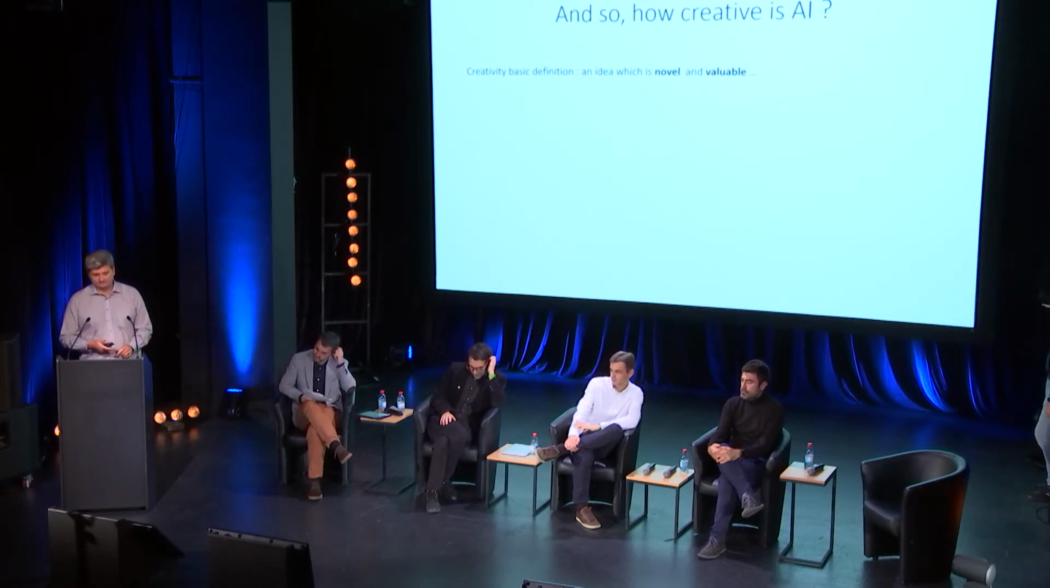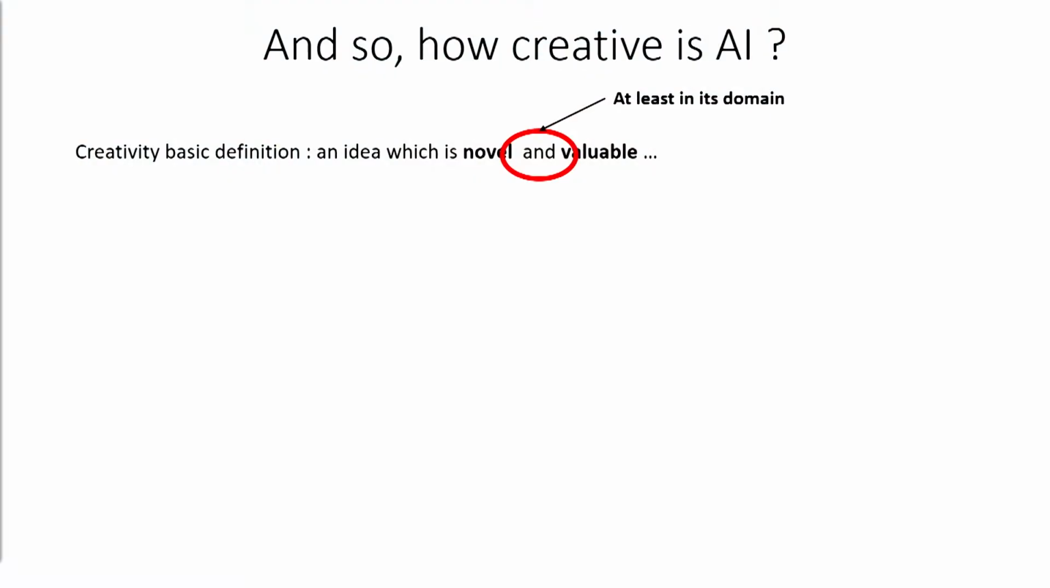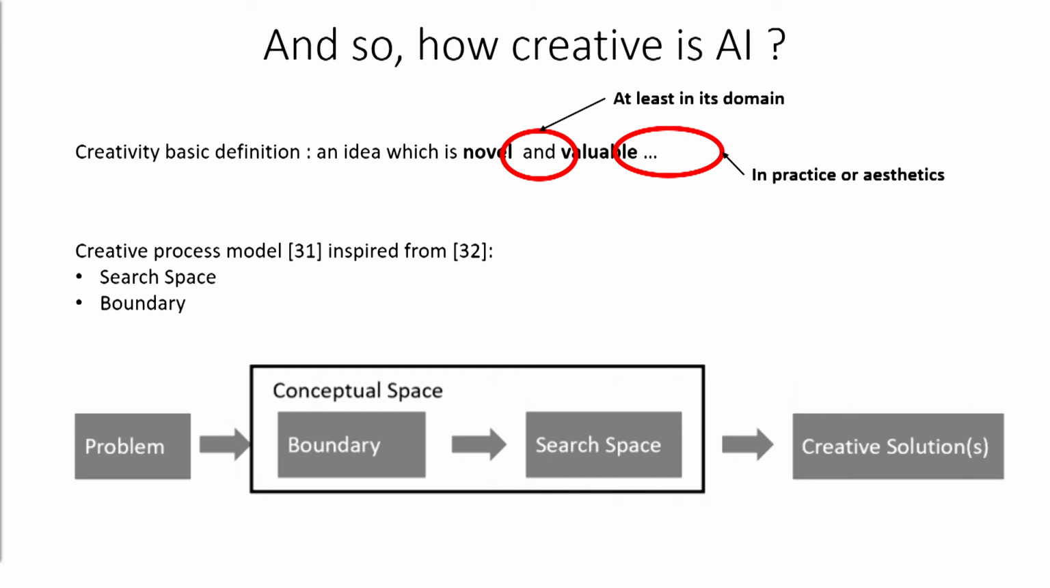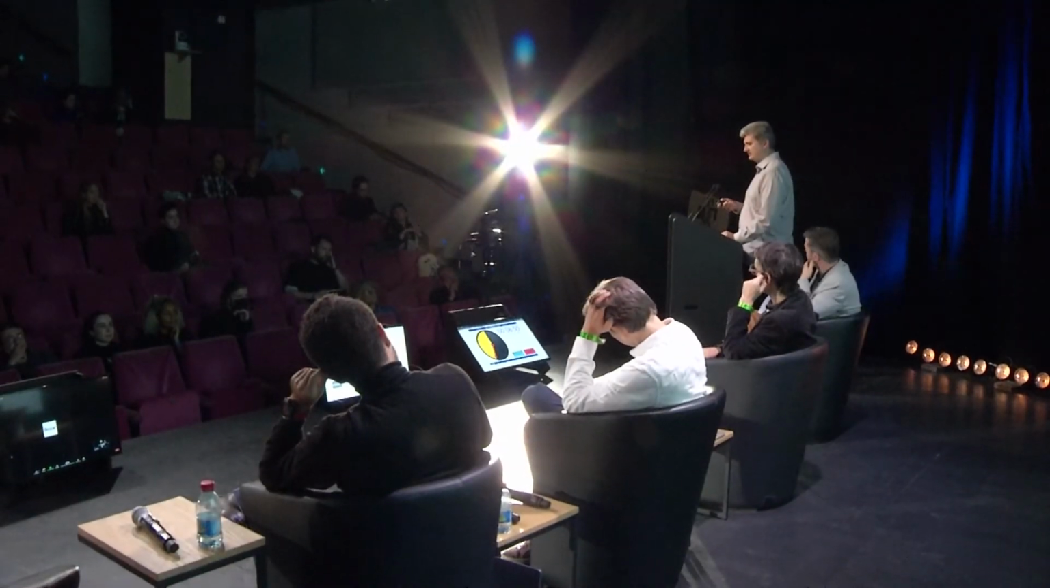One definition, of course, I don't have the perfect definition, is that something creative is something which might be novel, so it's more on the left, and at some point valuable. So valuable means usable, but it can also just mean beautiful. Okay, so one of the approaches is to say that there is a conceptual space with a search space here and a boundary, and the idea is to push this boundary and to change the search space in order to be more creative.